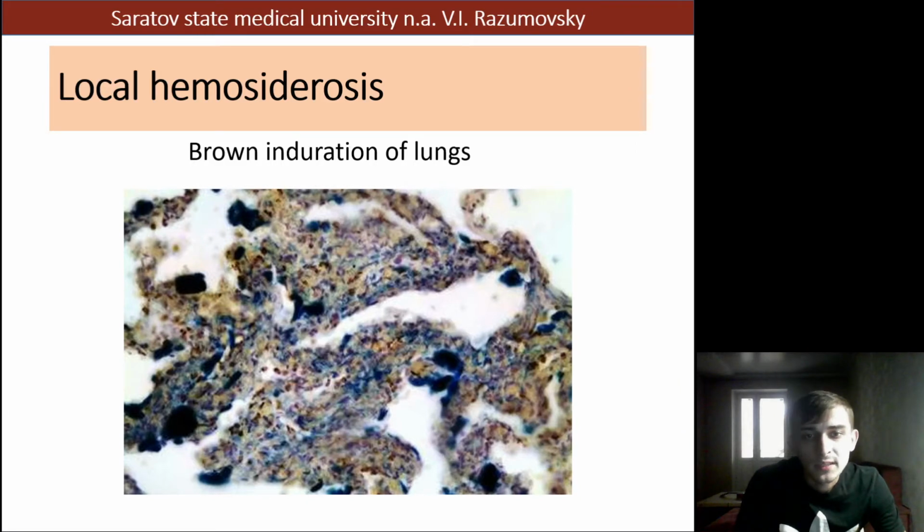Brown induration of lungs under the microscope will look like that. You may find some blue-green granules in walls of alveoli. This slide has a special reaction, it's Perls' reaction. Also in our department we may see slides with standard hematoxylin-eosin staining, and in these slides we may find that hemosiderin will have brown color, rusty-brown color.